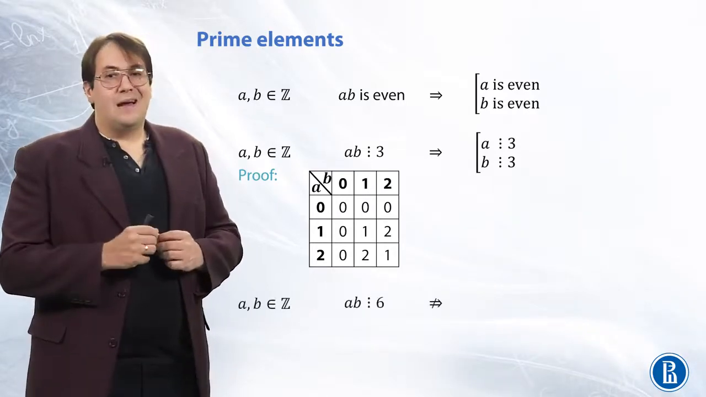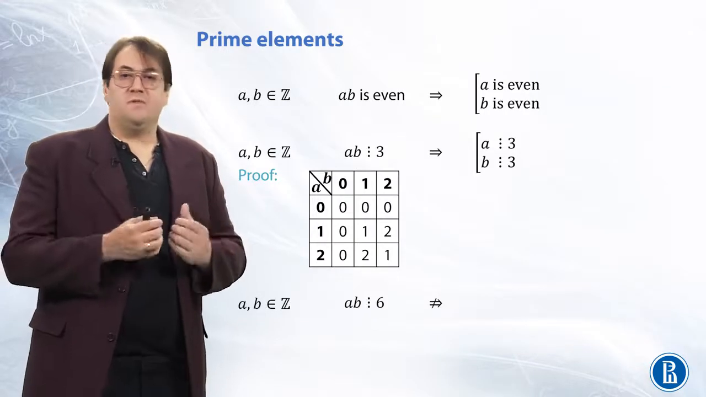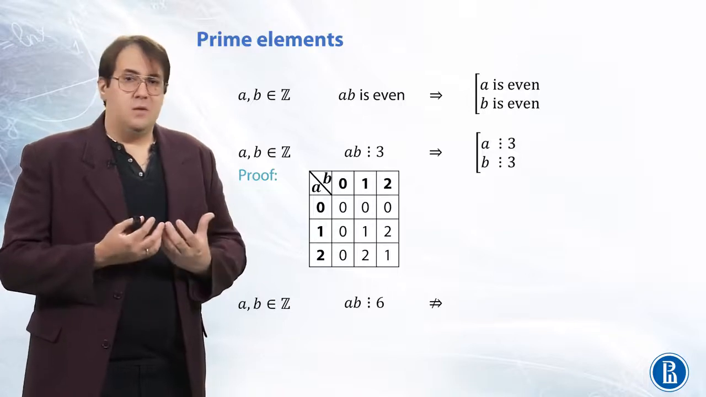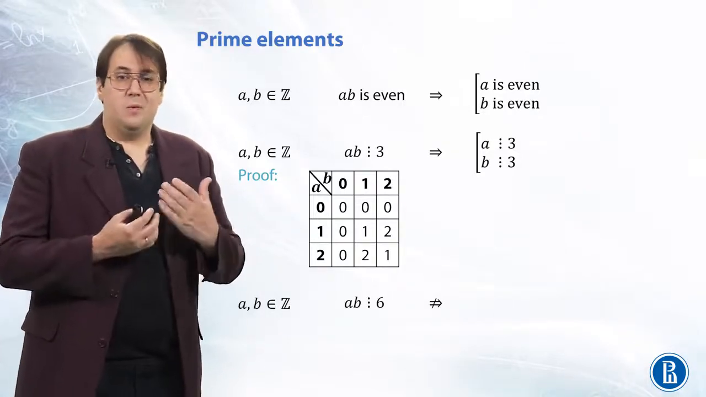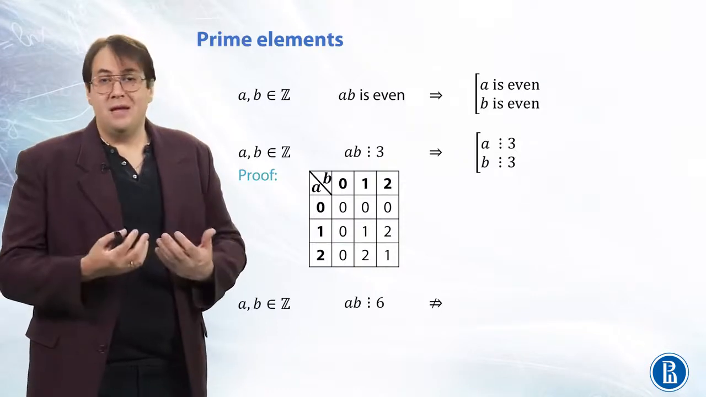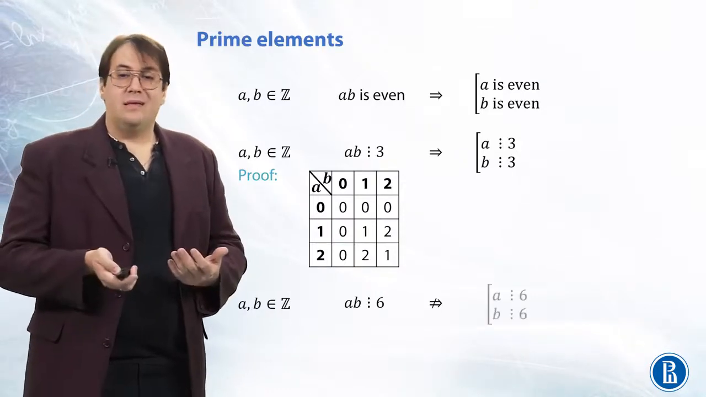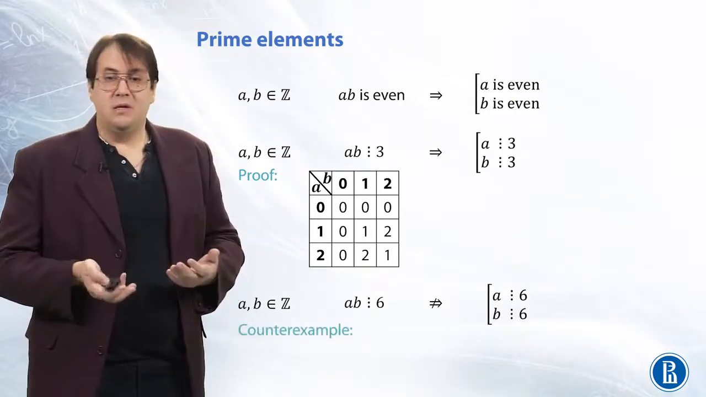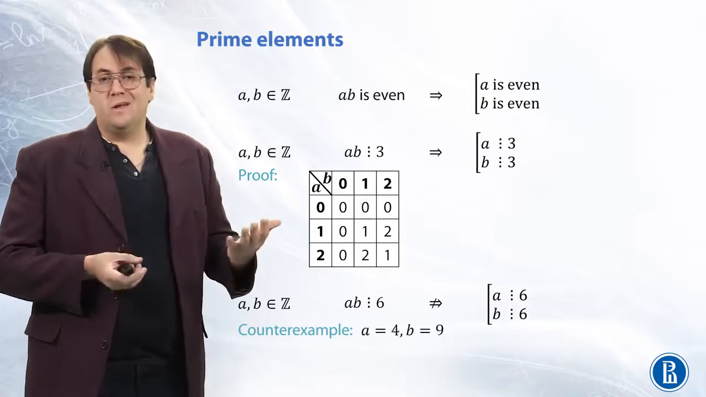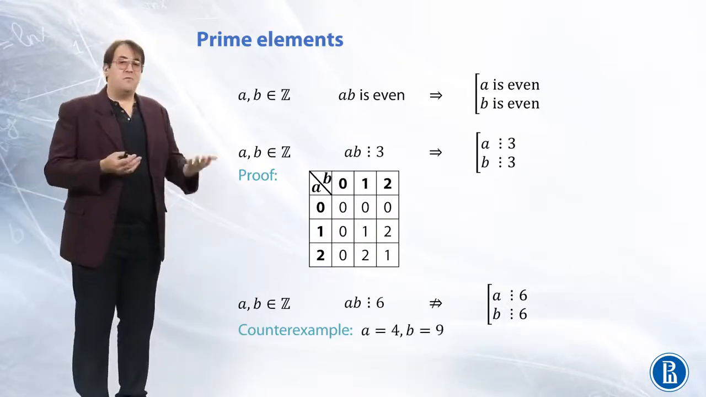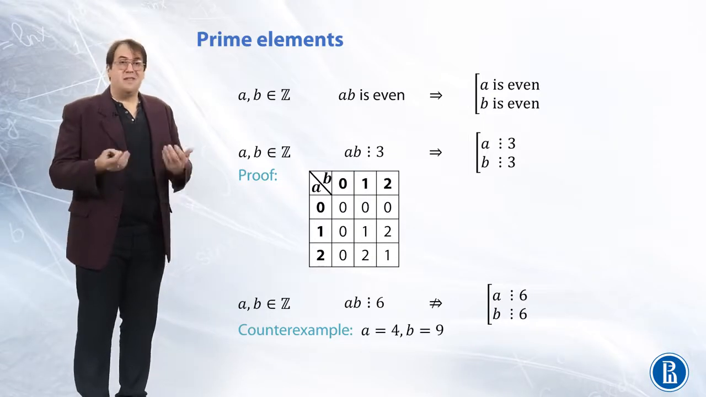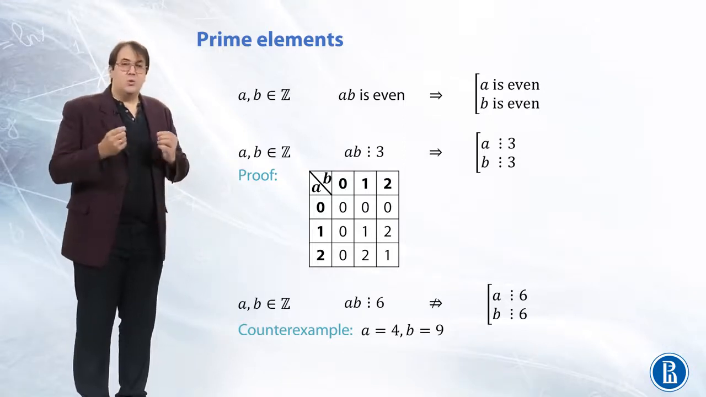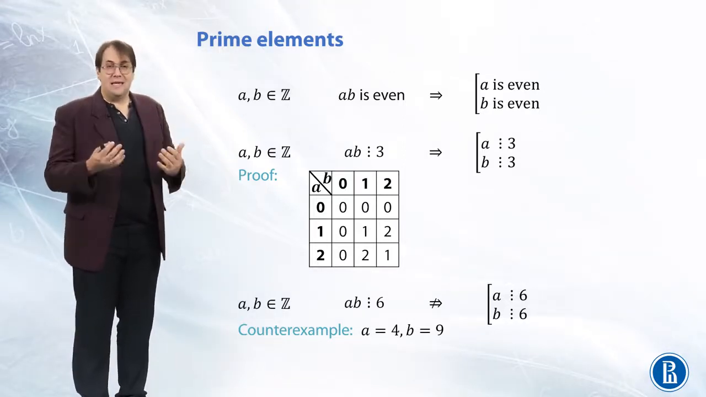But let's consider another case. Say the product is divisible by 6. Can we now claim that one of these numbers, A or B, must be divisible by 6? Well, actually not, and we have an easy counterexample. Say we take A equal to 4 and B equal to 9. Neither 4 nor 9 is divisible by 6, but their product, equal to 36, is, of course, divisible by 6.